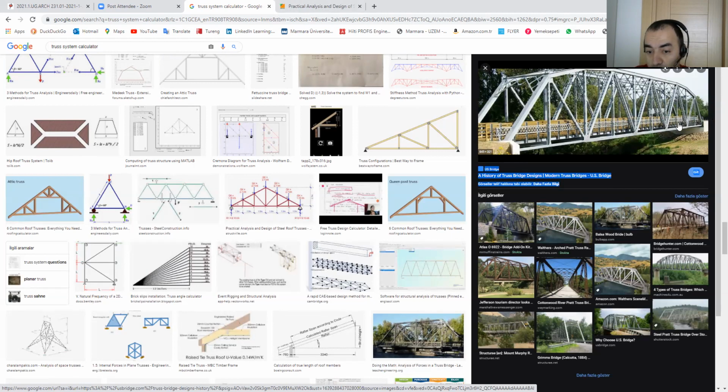At the beginning of this course, we talked about the structural system. What was a structural system? A structural system is a kind of system which contains less material, and at the same time, with this less material, we try to carry more load. That's why these types of systems were found.